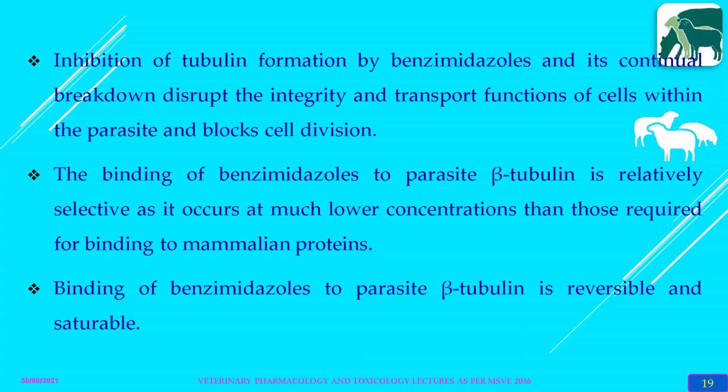Then the binding of the benzimidazoles to parasitic beta tubulin is reversible, because after some time the bond between the beta tubulin and the benzimidazole is broken. It's also saturable, meaning as the concentration of the drug increases, the receptors will be saturated.